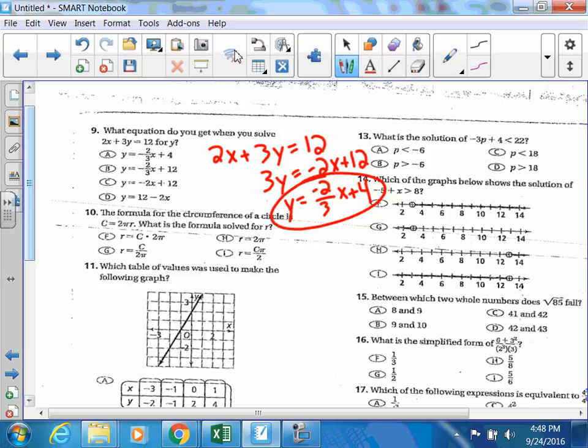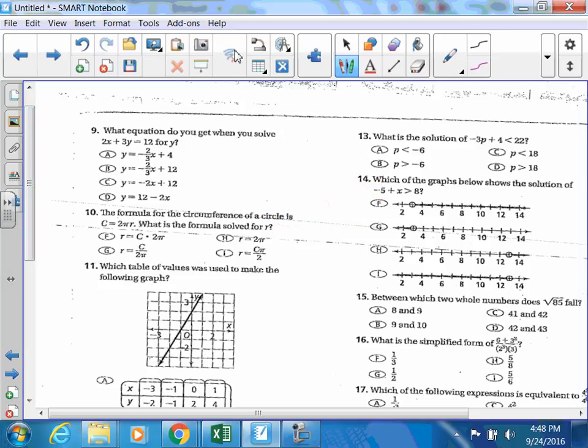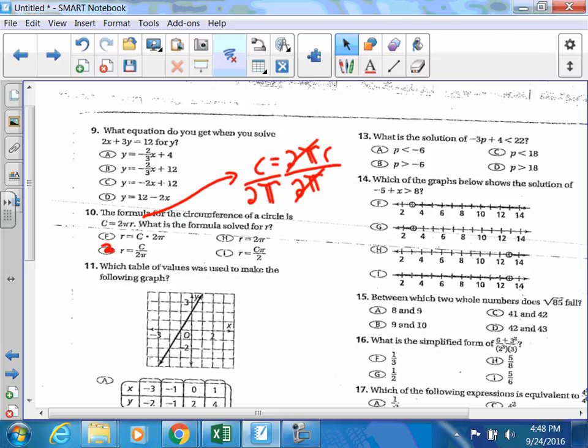Number 10. We want to solve the formula for r. So right now we have C equals 2 pi r. If we solve for r, we have to get rid of the 2 pi. So we divide by 2 pi. They cancel. R equals C over 2 pi. Answer is G. Number 11.